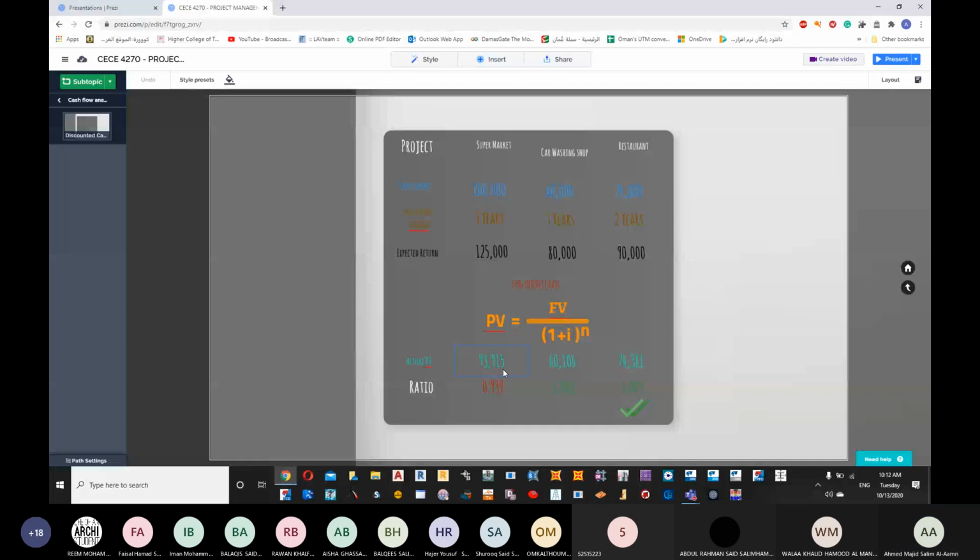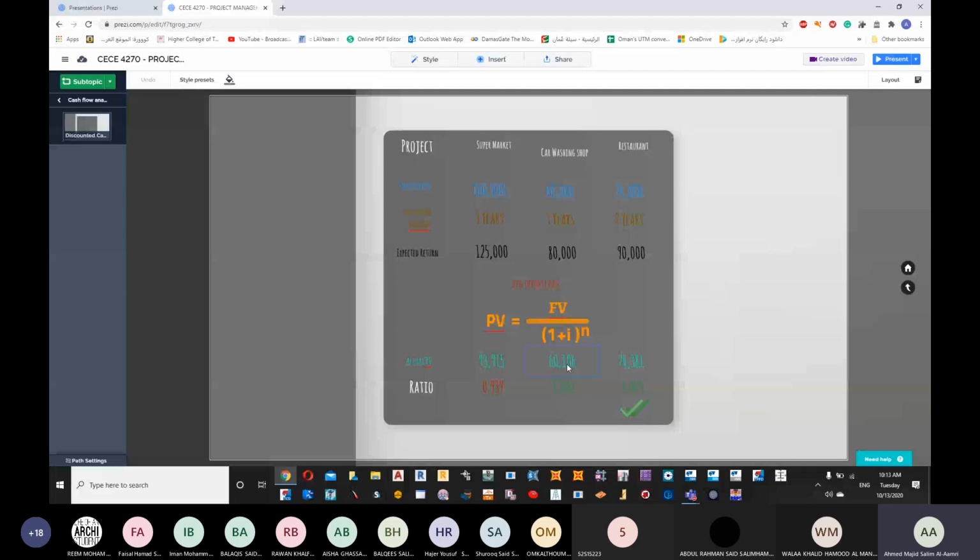Now in the other scenarios, where the car wash shop and the restaurant are concerned, we said 60,000 has been asked for an investment, and the actual value of that particular project right now is 60,106. It means that if I go and invest 60,000, I didn't lose. I'm getting the present value of that particular project.